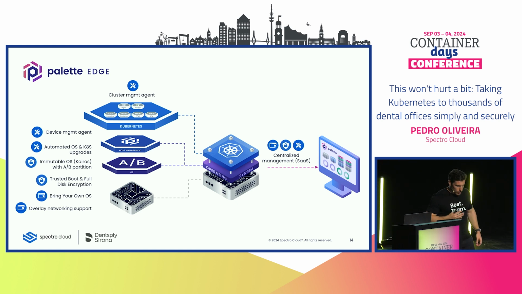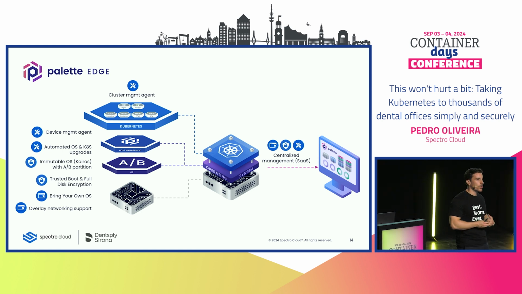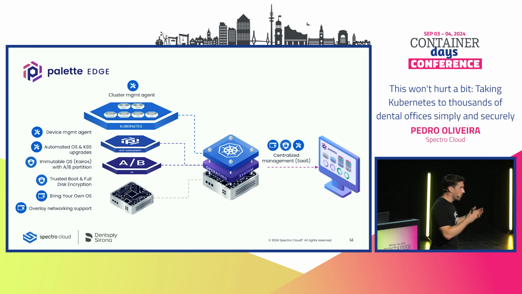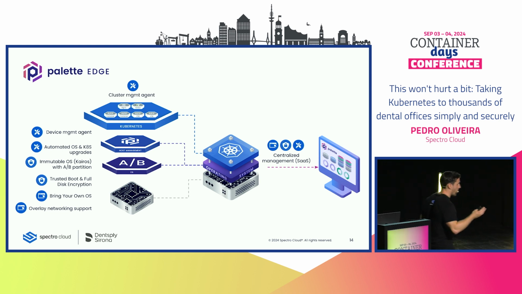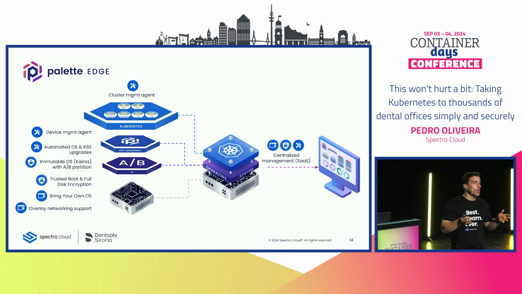So as we were talking to Dentsply initially, we were telling them about effectively our stack. Pallet Edge is built on top of Kairos. Kairos is actually an open source project that we started and we are maintaining. If you guys are interested, you can go and check it, kairos.io. And what Kairos does is allows you to basically create any immutable OS from any Linux distribution. So Kairos is effectively a Linux meta distribution.